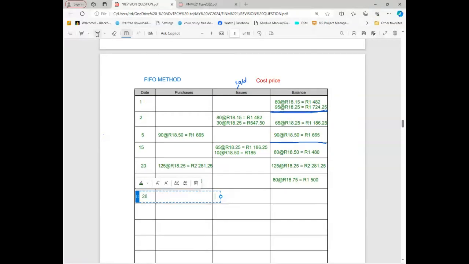So we're going to take from the 125 units. So then it's going to be 150 units minus 125 at 18.25, and then we're going to have 25 units at 18.75. Okay, I like the procedure, but 125 is not the first, it's not the old stock.